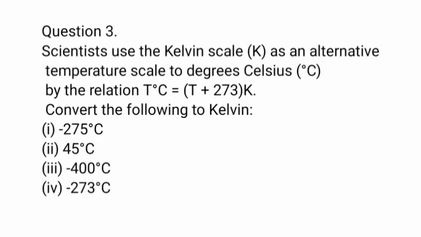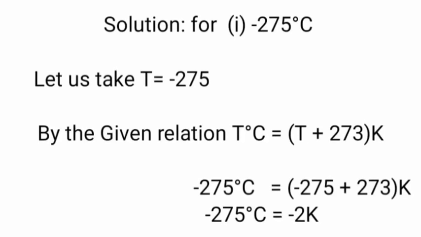Now let's see question number 3. Scientists use the Kelvin scale as an alternative temperature scale to degrees Celsius. By the relation T degrees Celsius is equal to T plus 273 Kelvin, convert the following to Kelvin. Let's see the answer for the question. Let's take the given temperature T is equal to minus 275. By the given relation T degrees Celsius is equal to T plus 273 Kelvin.